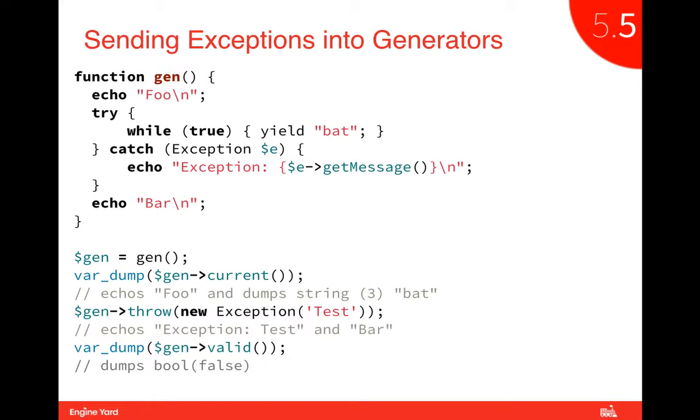It basically goes back in. This yield is run, and that's where the exception goes into the catch, so we echo out the exception test and bar, because it continues on through the function. At that point, valid will then return false, so that's why we move on.